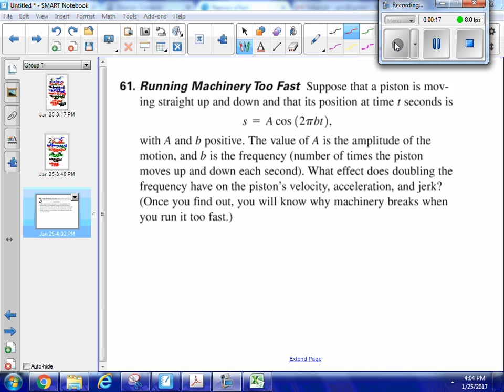So it says, suppose that a piston is moving straight up and down and that its position at time t seconds is defined by this function. So the important thing to see about this right now is that we have a function. Our y value is s, and it is a function of the variable t. It is a function of t seconds.